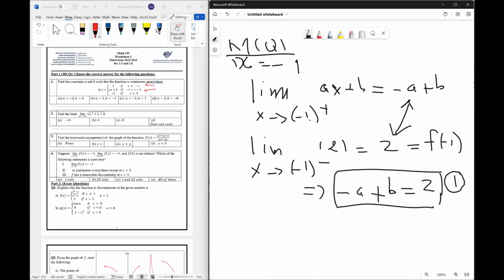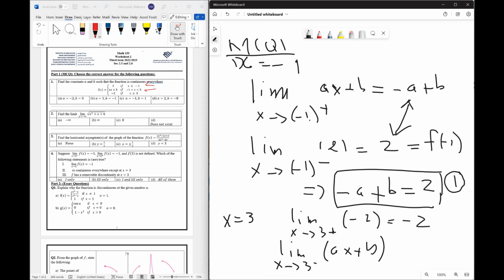And then we continue to check the continuity at the point x equal to 3. I will do the same thing. So limit to the right of f of x. And when we say right of 3 plus, that means we are in region number 3. So it is the limit of -2, which is equal to -2. Then limit to the left, x approaches 3 minus. The expression to the left of 3 is given by ax plus b. So we substitute here x by 3. It will give 3a plus b.